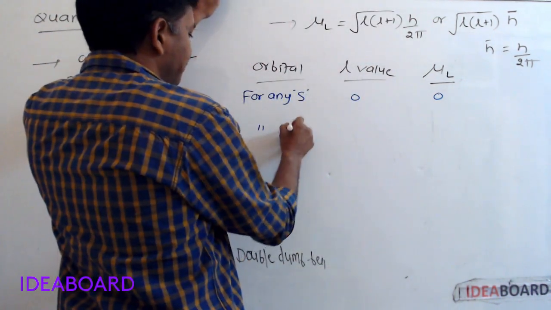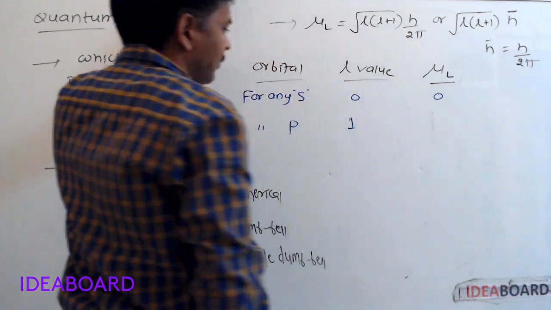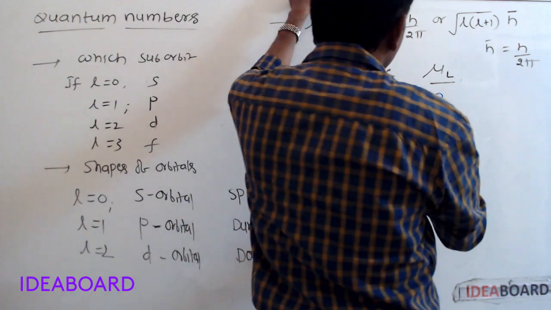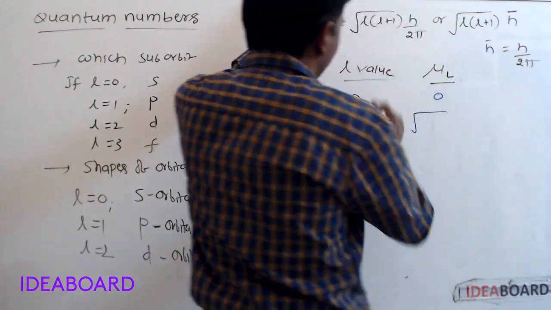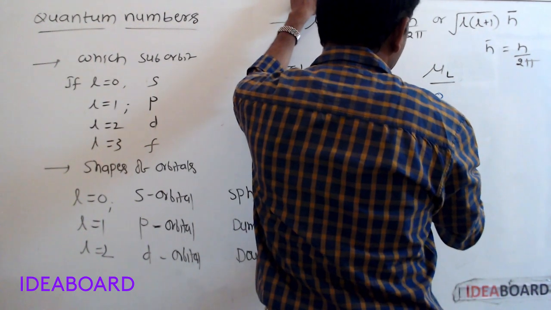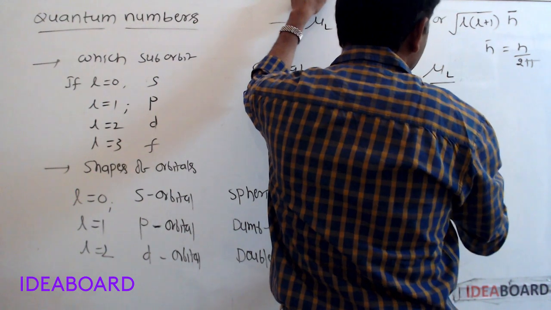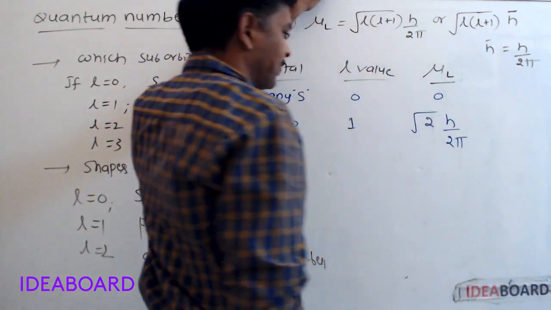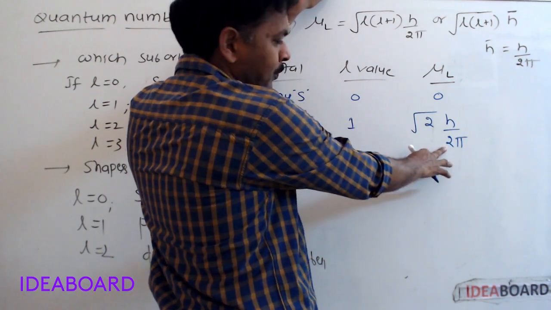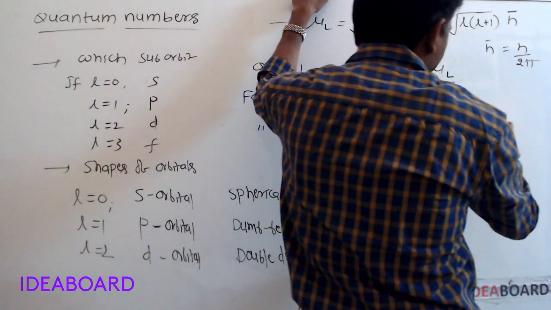For any p orbital, L value is 1. Then mu L value is root of 1 into 1 plus 1, root 2, root 2 h by 2 pi. This 2 can be written as root 2 into root 2. One root 2 will get cancelled.